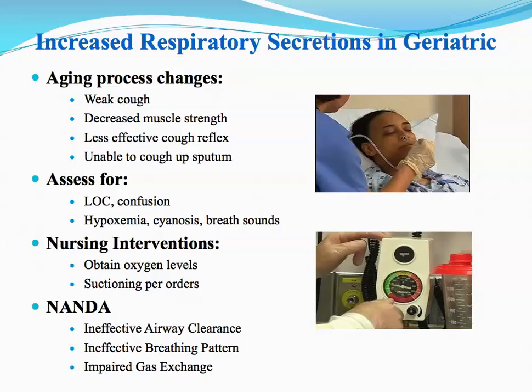With older adults, be mindful that when they have infections, they don't show signs of infection quite the same as someone who's younger. So they may have an alteration in LOC. So if they're suddenly confused, that should be a red flag for you. You're still going to monitor the respiratory status. What's their oxygen saturation? Do they have normal breath sounds? Do they have any signs of cyanosis or any other signs of hypoxemia?